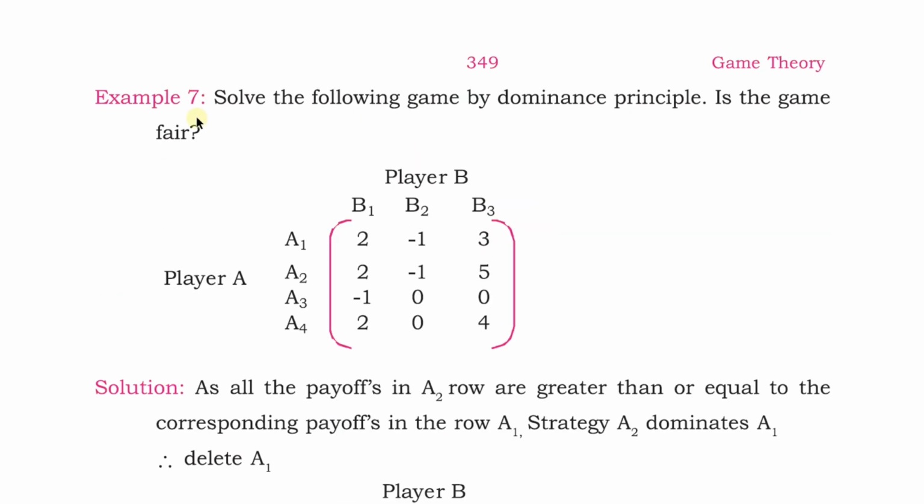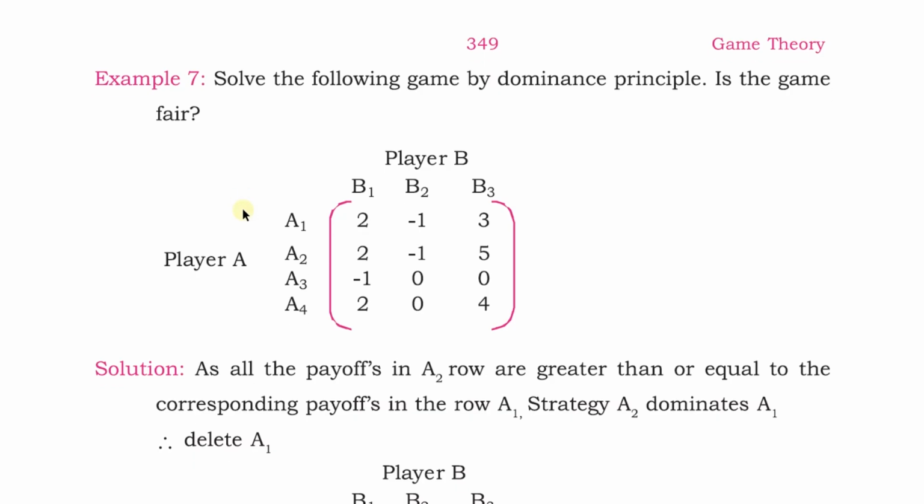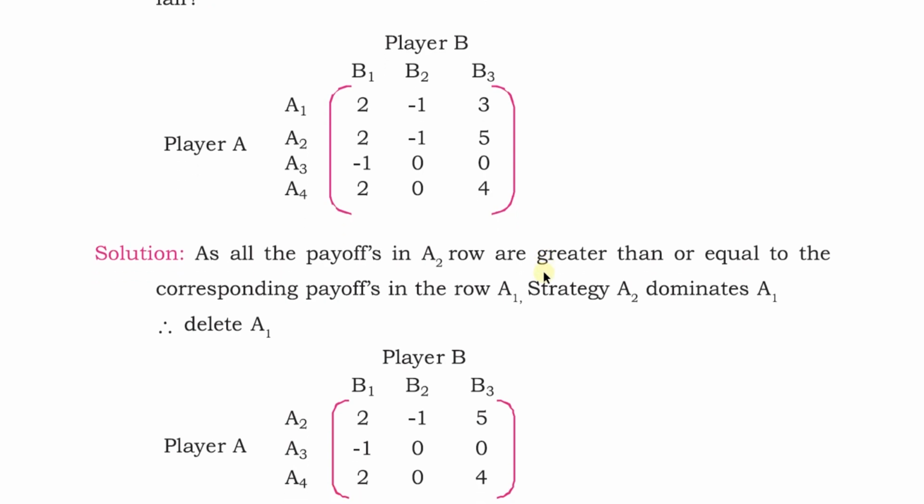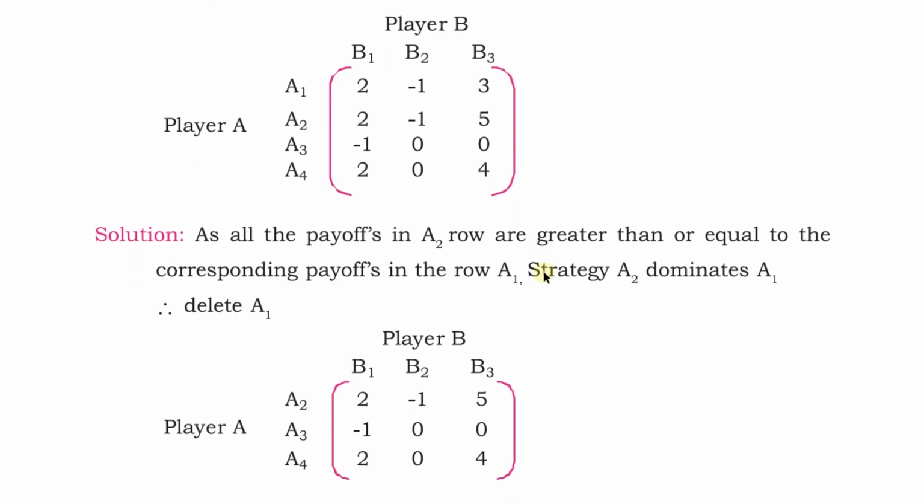Solve the following game by dominance principle. Is the game fair? Okay, so here they have given a matrix: player A, player B. Player A has 4 strategies: A1, A2, A3 and A4. Player B has 3 strategies: B1, B2 and B3. Okay, so these are the payoffs in the matrix. Now we have to use the dominance principle here.